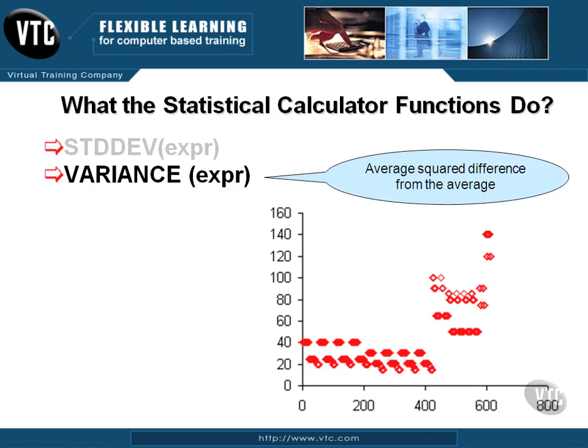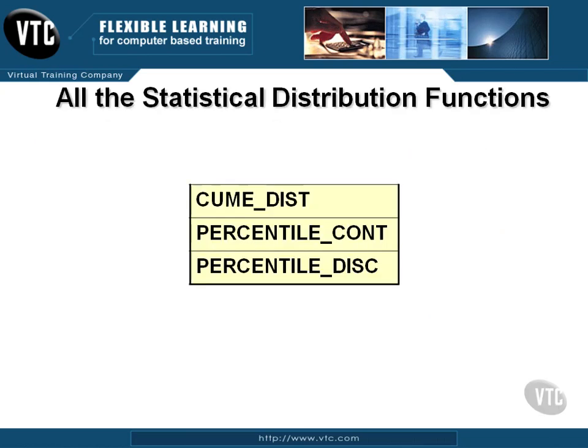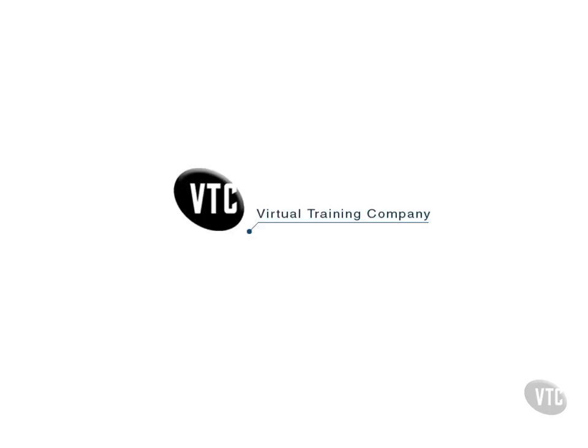The variance is the average squared distance from the average, which is the variance of values from an average. Simple as that. The statistical distribution functions at the moment are cumulative distributions and percentile statistical distribution functions.